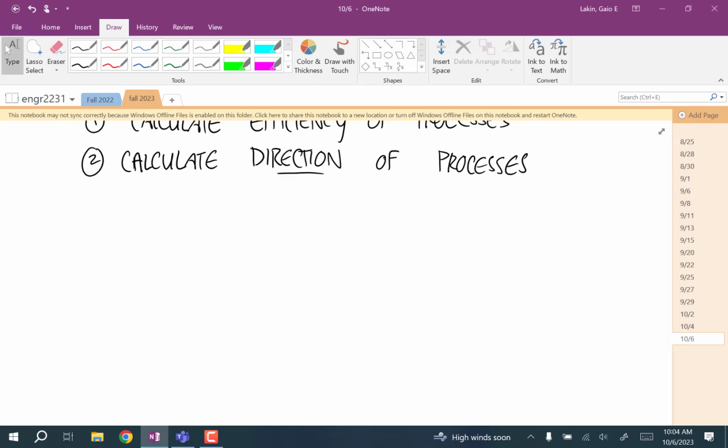There are three statements to the second law of thermo. One is so intuitive it seems obvious, and then the other two don't seem obvious at all, and it's kind of surprising that they're the same thing.